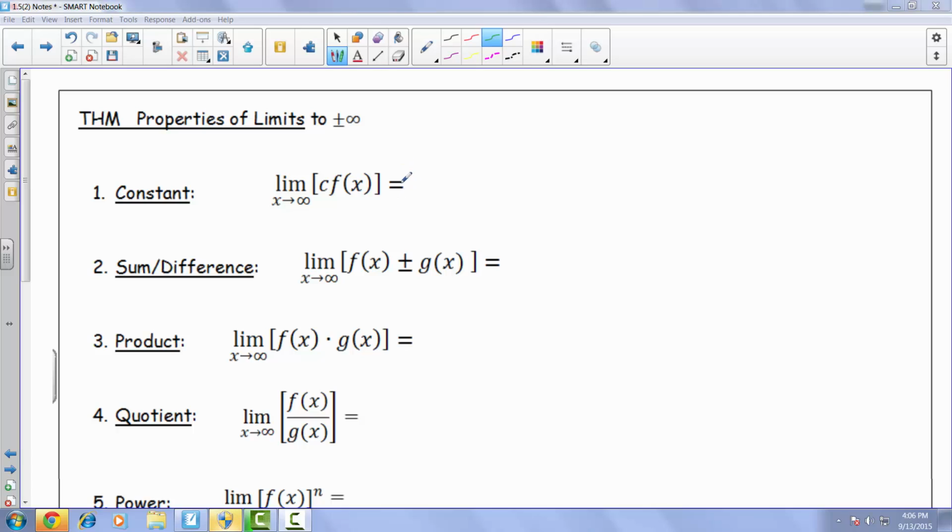Now the limit as x goes to infinity of some function with maybe a constant in front pretty much just says that we can likewise pull that constant in front of the limit. So then we end up with c, that constant, times the limit as x goes towards infinity of our function.